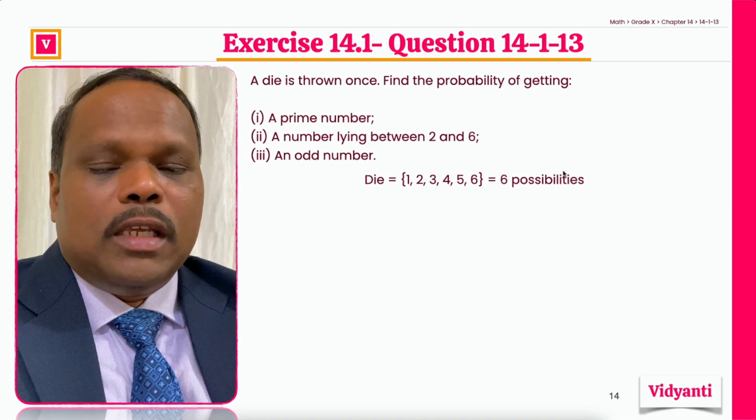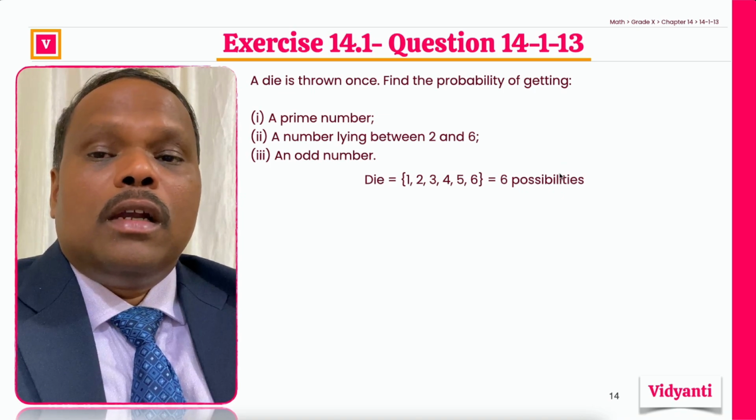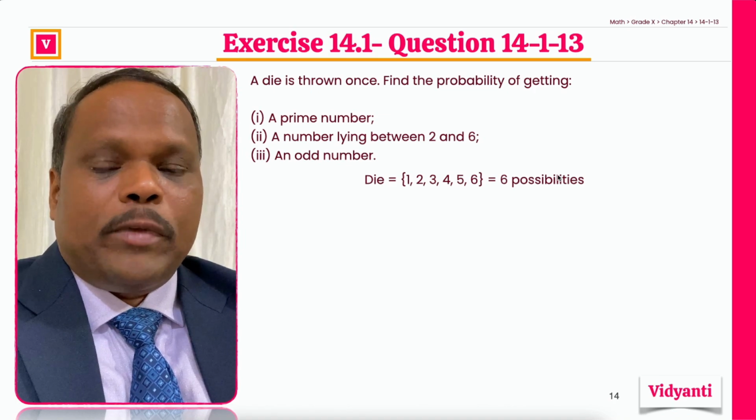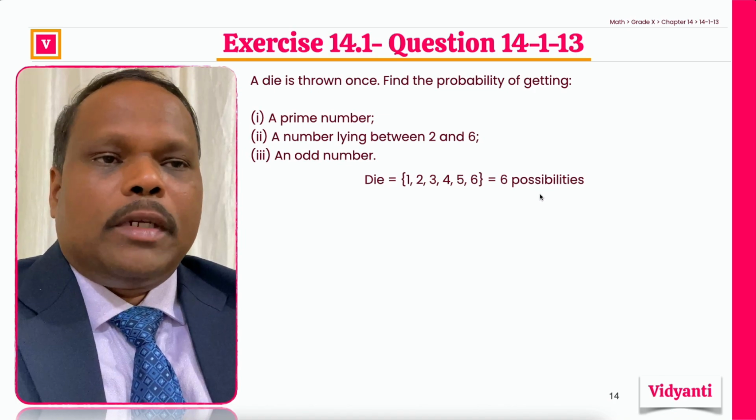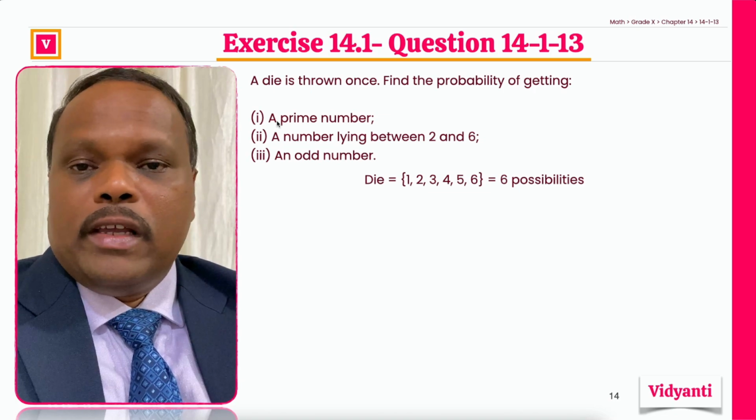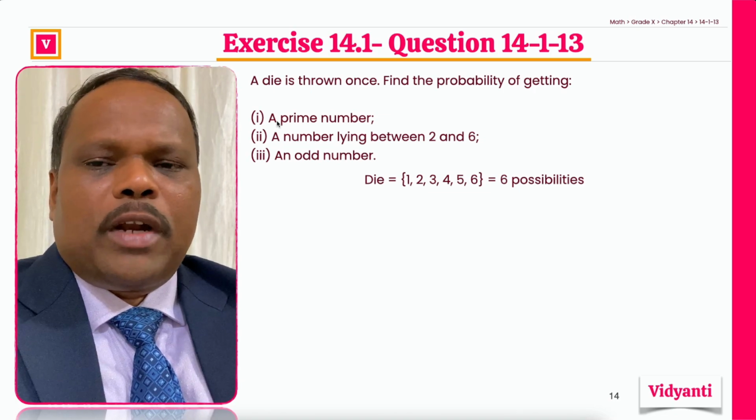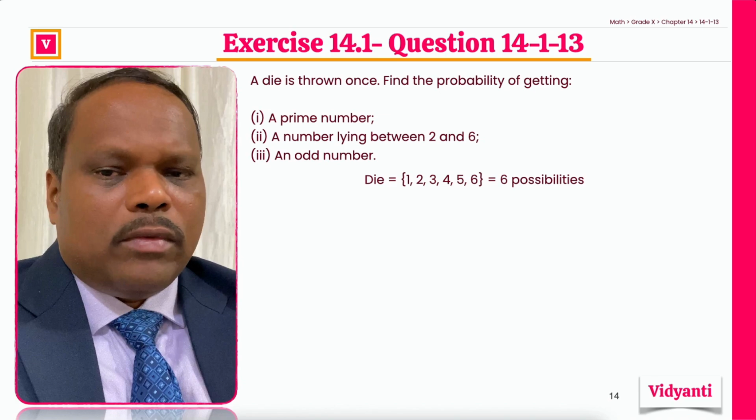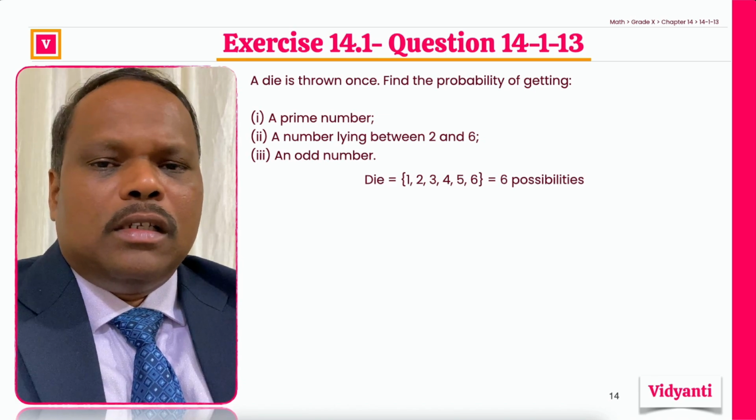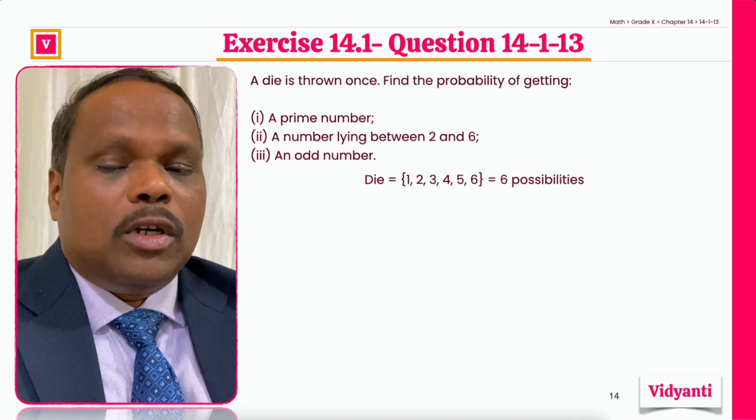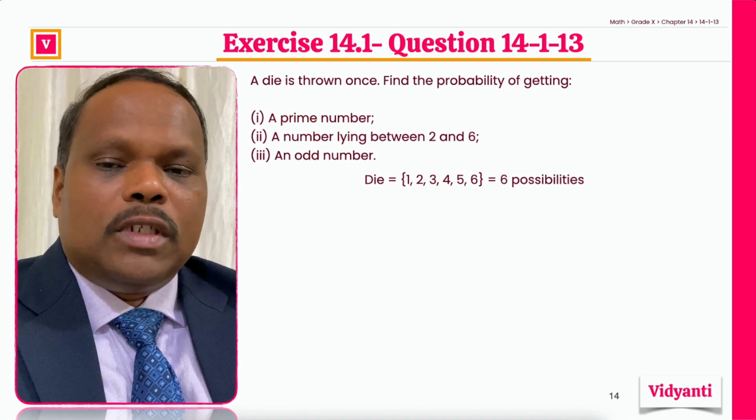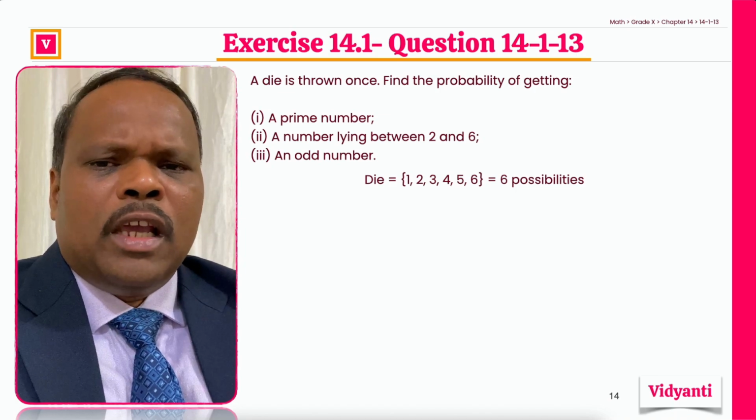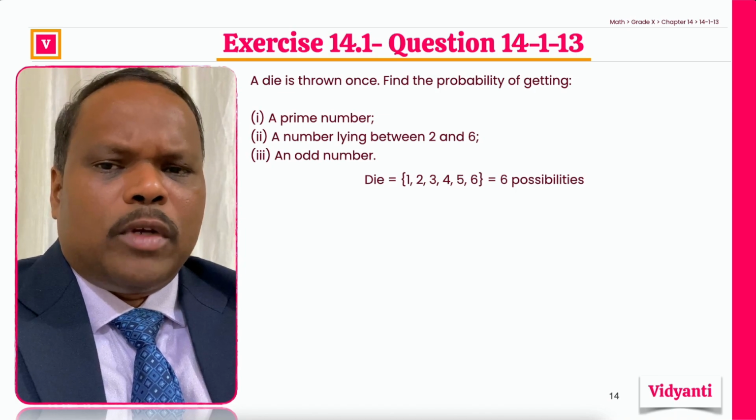So 6 will be permanently going into the denominator because that's the sample space: everything that can happen, the set of all possibilities. Now we are looking specifically for a prime number. Here there can be confusion. 1 is neither prime nor composite. Prime numbers actually start from 2 onwards. A prime number is defined as a number which has only 2 factors, 1 and that number itself.